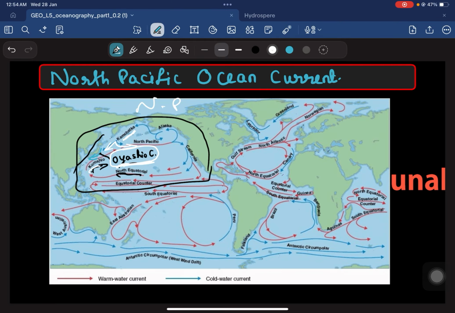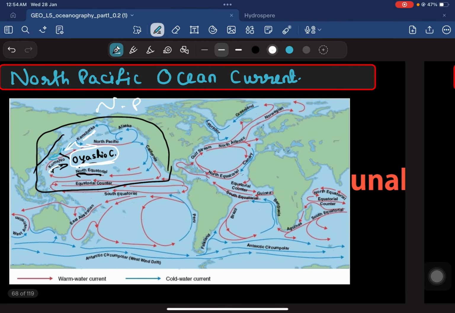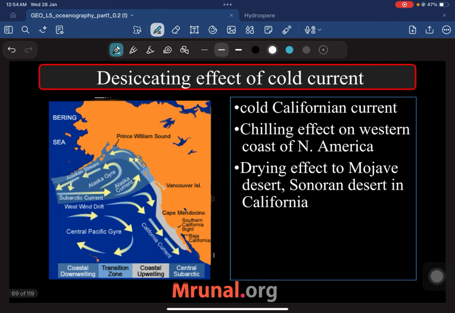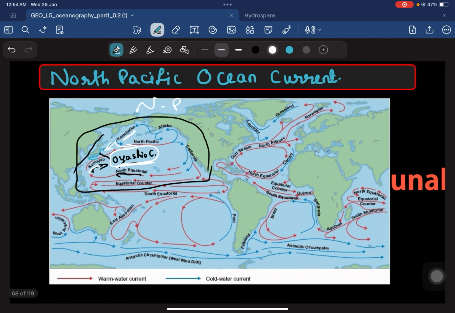When this warm current and cold current meet together, they will form a front. What is the meaning of front? Front means where the warm current and cold current meet together. That place is called a front. Front, in geography.